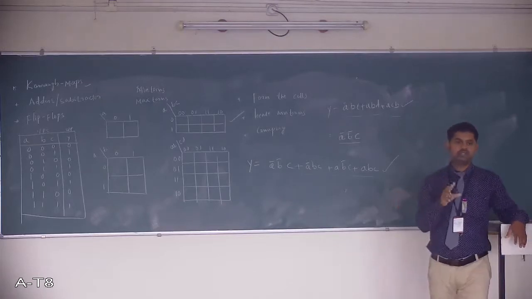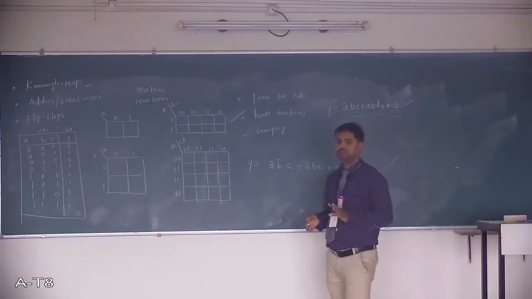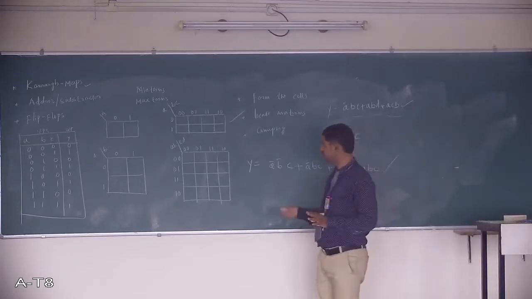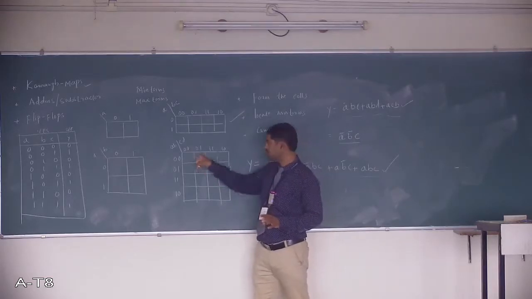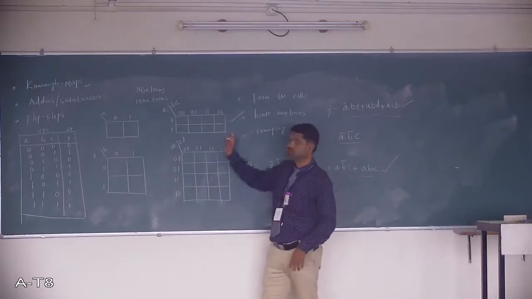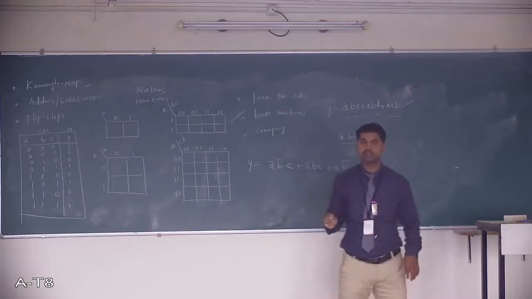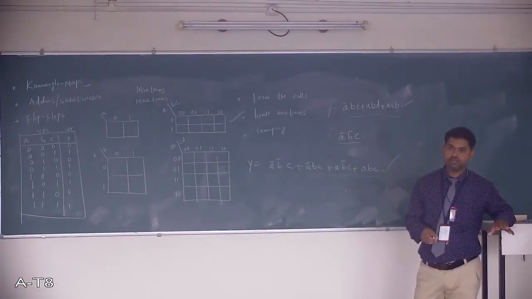Side by side cells, adjacent cells should differ by 1 bit. You can check in all the cases. Here also same: 0 0, 0 1, 1 1, 1 0. This pattern you should use. Totally 8 cells. Now those cells have to be filled with ones and zeros.